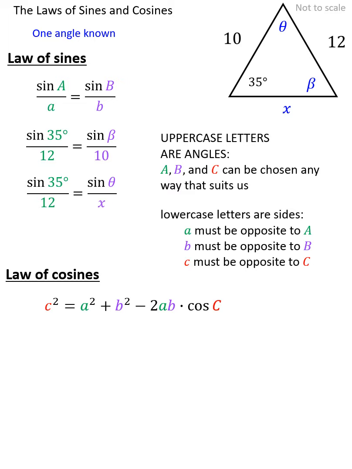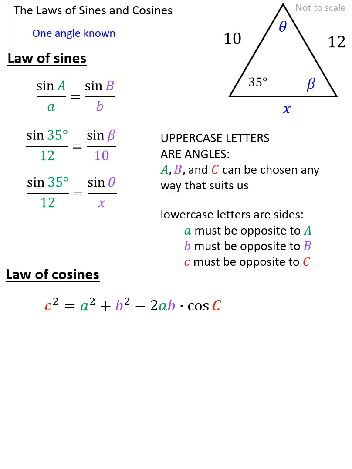And again, you can use whatever angles you want in the law of sines, 2 out of the 3 anyways. You can use any 2 angles you want in the numerators, but the denominators must be the corresponding opposite sides to the angles that you chose. So you'll notice in the first 2 renditions of the law of sines, I chose 35 and beta in one of them, 35 and theta in another one.